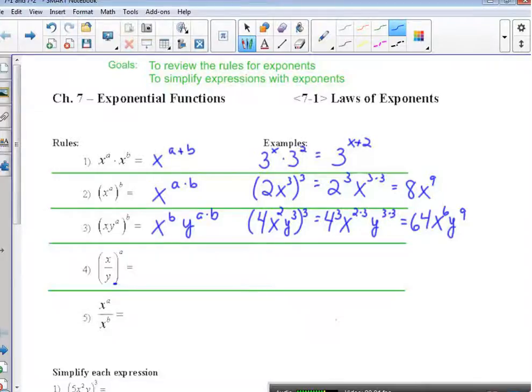x to the a over y to the a is the rule for the next one. You just can take and distribute that in. There's no additions or subtraction signs.